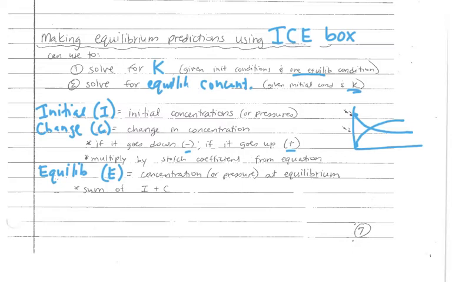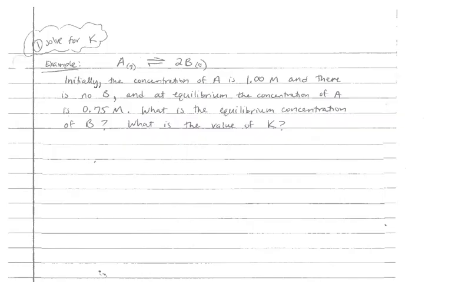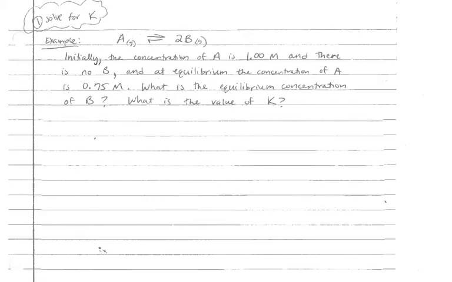Okay, so let's see this in action. We'll start with an example. These are example problems where we're solving for K, using that first technique. So we've got a reaction: A reacts to form 2B. We're given an initial concentration of A and told that there is no B. At equilibrium, we're given a concentration of A. What's the equilibrium concentration of B, and what is the value of K?